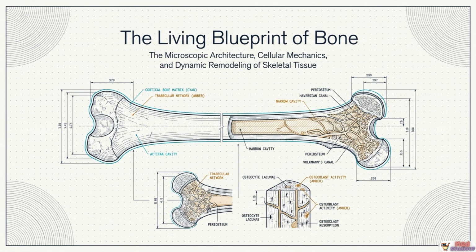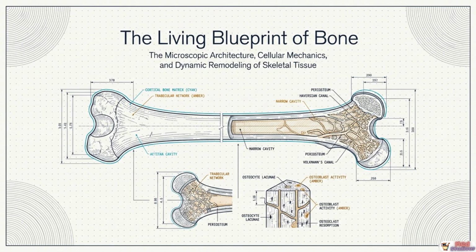At the microscopic level, we see the osteocyte lacunae, cavities housing the living cells embedded within the mineralized matrix, and osteoblast activity laying down new tissue at the surface. By the end of this atlas, every single one of those terms will be completely clear. We will follow the architecture from the macroscopic skeleton all the way down to the individual molecules that give bone its extraordinary combination of flexibility and strength.